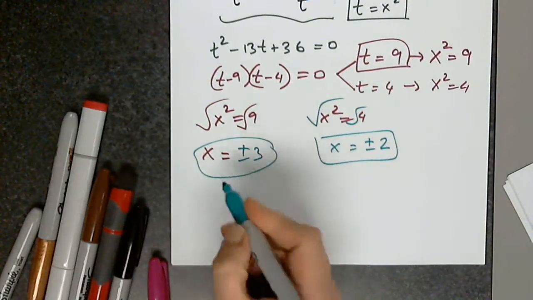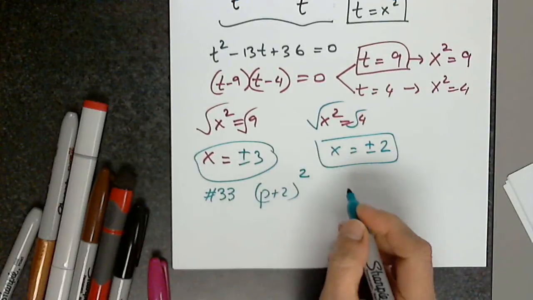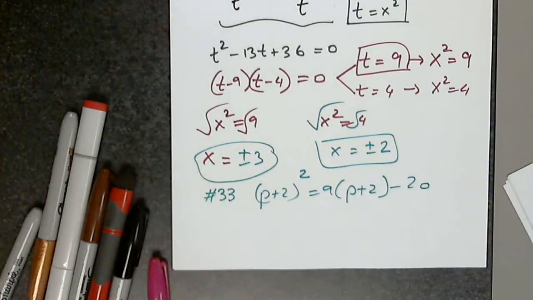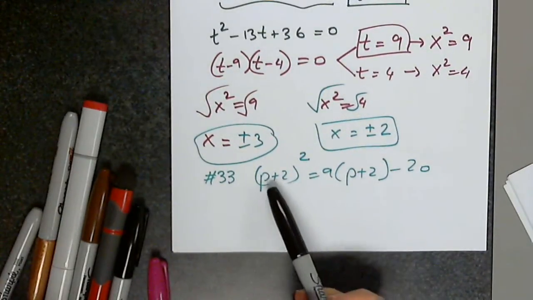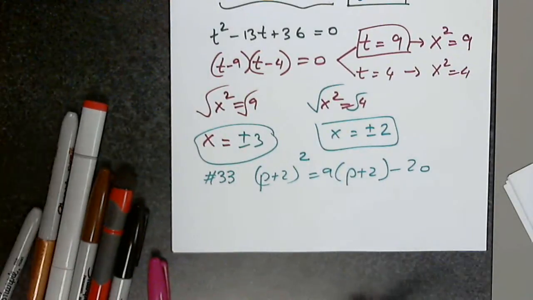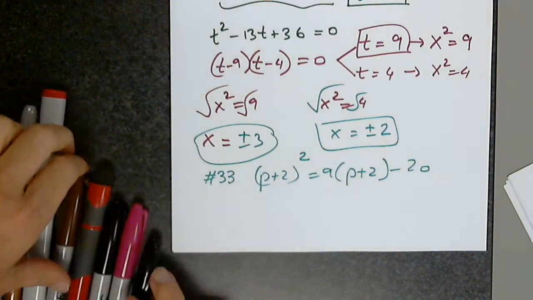Questions? Okay, 33. p plus 2, everything squared, equals 9 times p plus 2 minus 20. And you could say, what is this? I can square p plus 2. I can distribute, multiply, and move everything to one side. It's quadratic. I'm going to set it equal to 0, blah, blah, blah. I agree. But let's practice what we are discussing here.